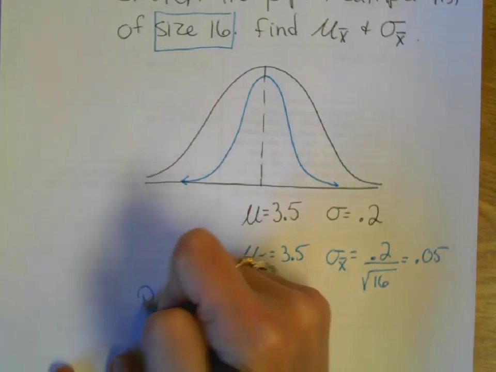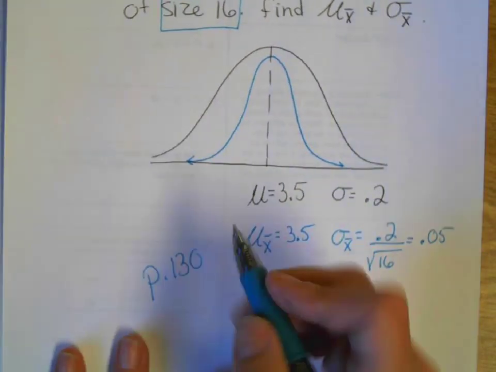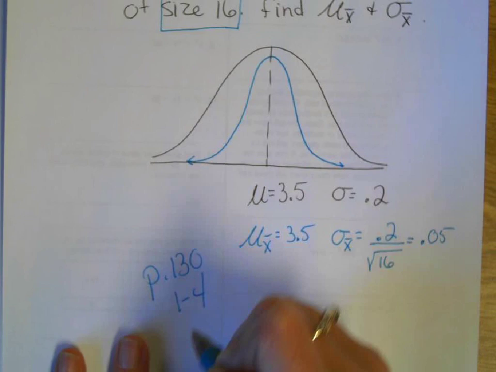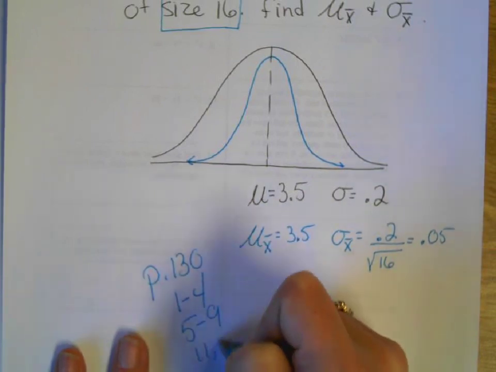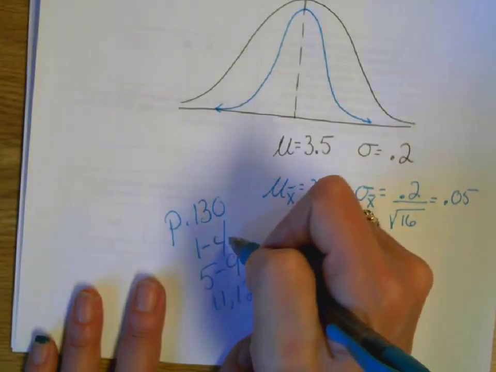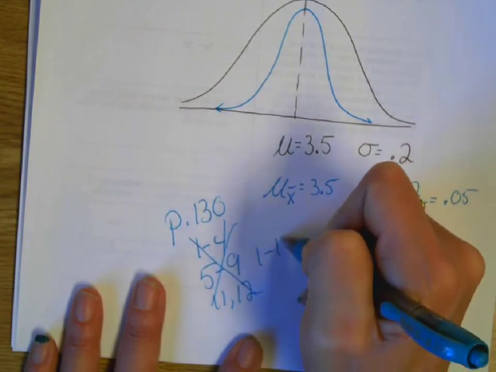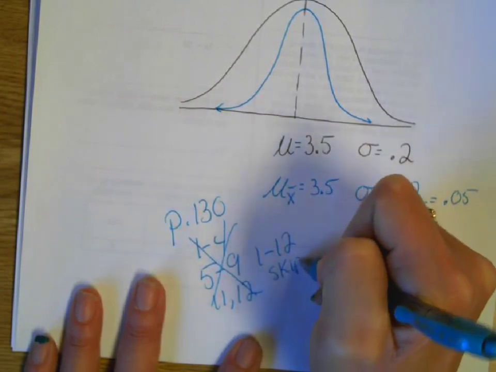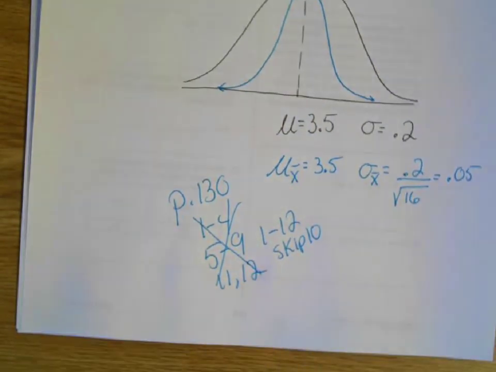Very short assignment. Page 130, 1 through 9, 11, and 12, skip 10. And don't list the big tables out.